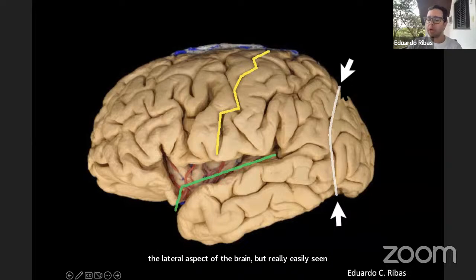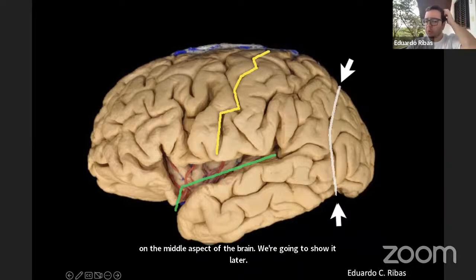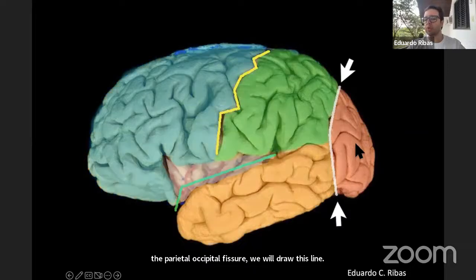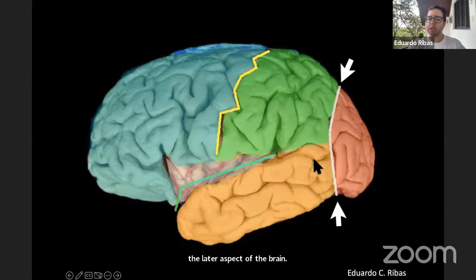So putting together the preoccipital notch and the parietal occipital fissure, we draw this line. Posterior to this line, we have the occipital lobe. Anterior to this line, we connect the midpoint of this line to the posterior aspect of the Sylvian fissure. We have the parietal lobe superiorly and the temporal lobe inferiorly. So here we have the 5 lobes of the lateral aspect of the brain: the frontal lobe, parietal lobe, occipital lobe, temporal lobe, and insular lobe.